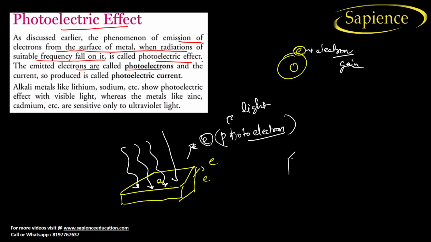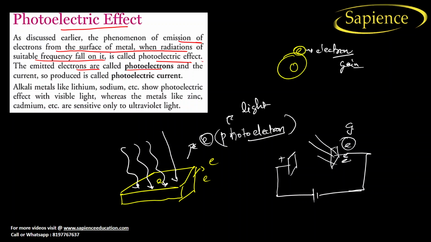So let us consider there are two metallic plates like this, got it? And this is the negative plate, the source of electrons, and this is the positive plate. As soon as light falls on this, the electron will gain some sort of energy. When it gains the energy, the electron will come out from this and start moving toward the positive plate, and current will start flowing. So this is considered a photoelectric current.